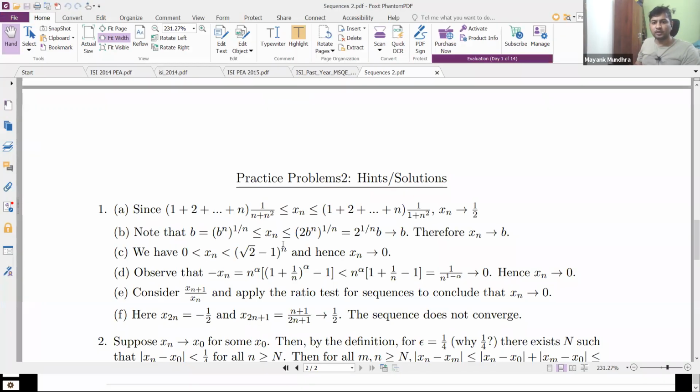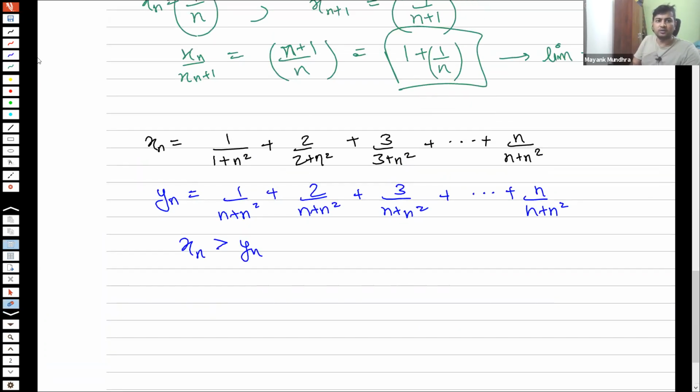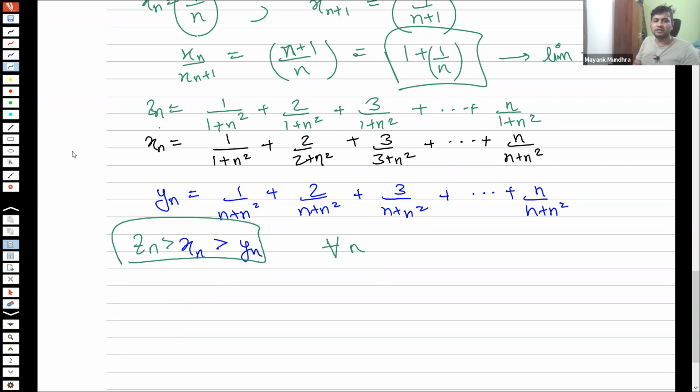And consider another sequence wherein you take the denominator as 1 plus n square. So consider this sequence now, Zn, where all the denominators are 1 plus n square. Comparing Zn and Xn, which is going to be larger, Xn or Zn? Zn. So Zn is greater than Xn is greater than Yn. So this much is established, that for all values of n, this relationship holds.